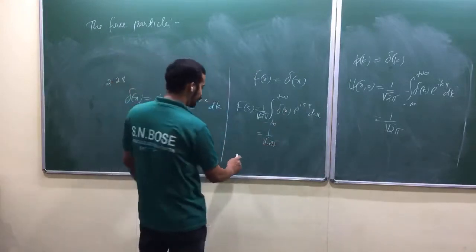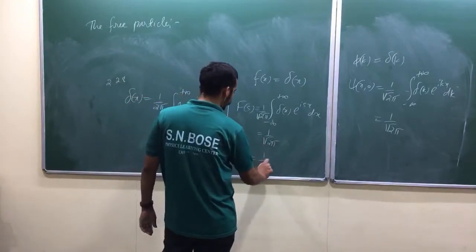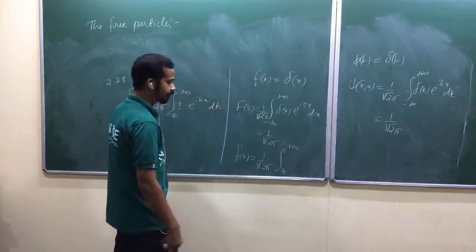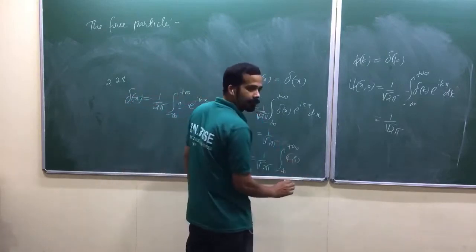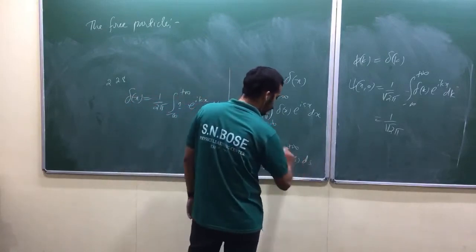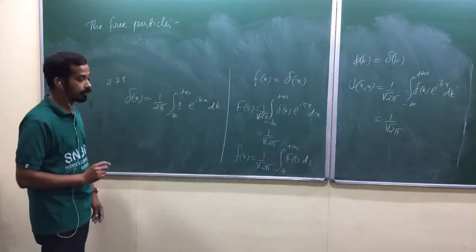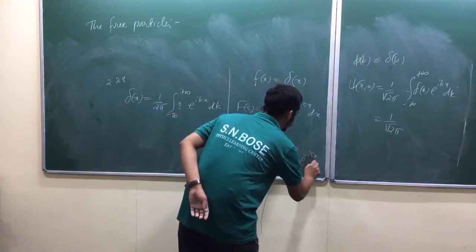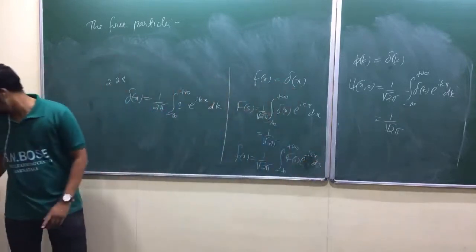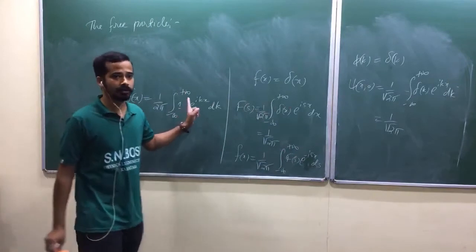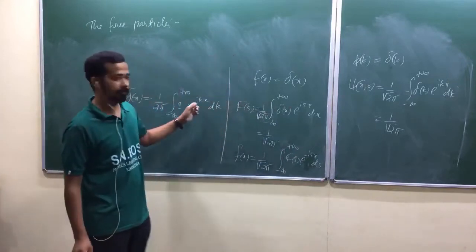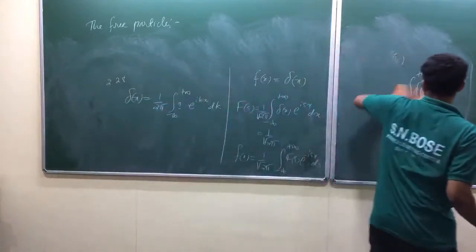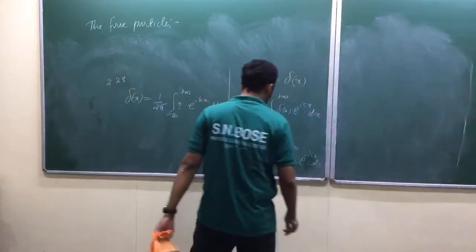Can you write inverse Fourier transform? F of x should be equal to 1 by root 2 pi, integral from minus infinity to plus infinity, f of s into e power minus isx into ds. Sorry, f of s into e power minus isx into ds. Am I right? But in physics, one more negative sign is different here. That's quite different in physics. But here again, I'm taking pure mathematical.